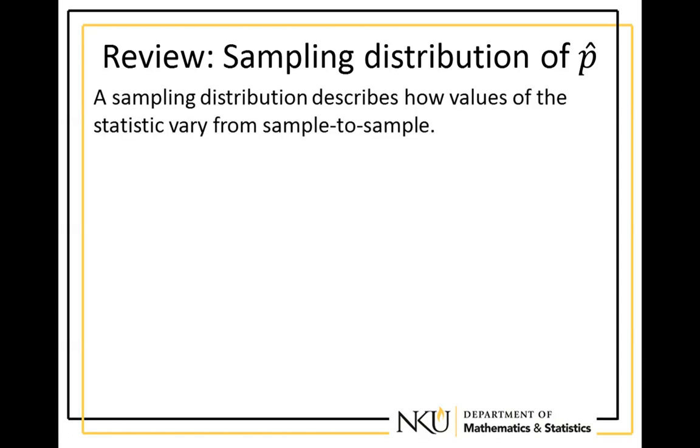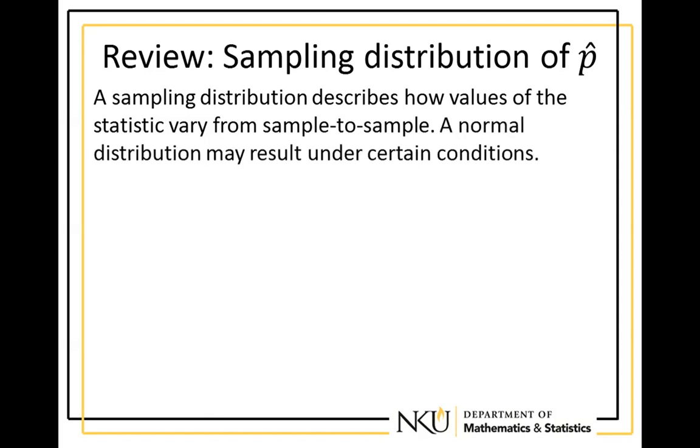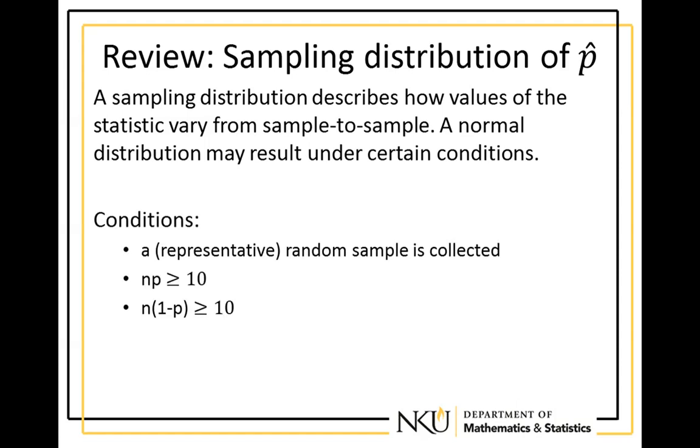A sampling distribution describes how values of a statistic vary from sample to sample. A normal distribution may result under certain conditions. The conditions are that a representative random sample is collected, n times p needs to be 10 or more, and n times 1 minus p also needs to be 10 or more.